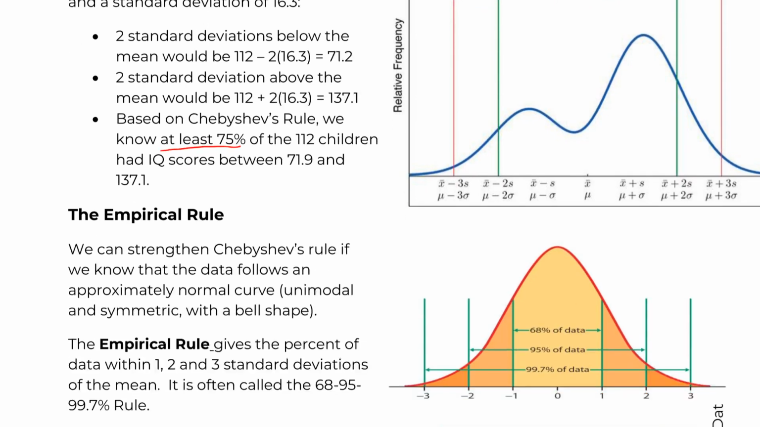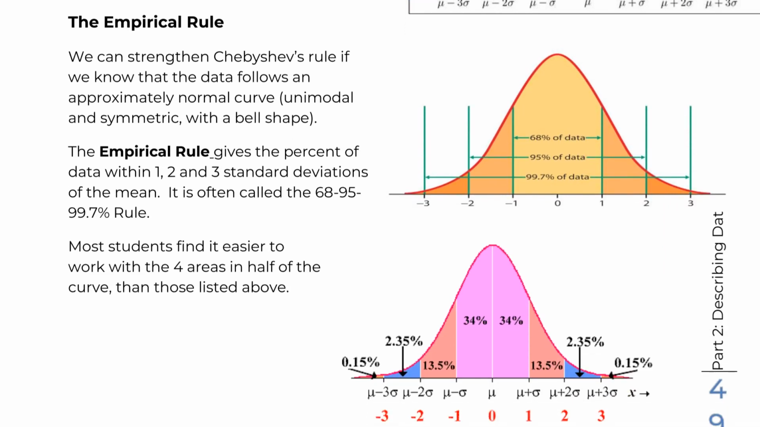The empirical rule lets us get a lot more precise with this. In the case of normally distributed or approximately normally distributed data, and just as a heads up, we did talk about this briefly, approximately normal would mean unimodal, symmetric, and with that bell shape. So if our data fits this particular set of criteria, then we actually know a little bit more data falls into each of these ranges, right?